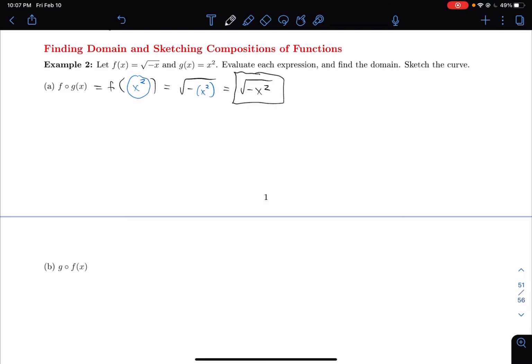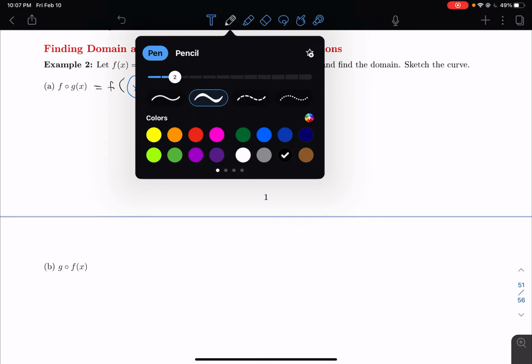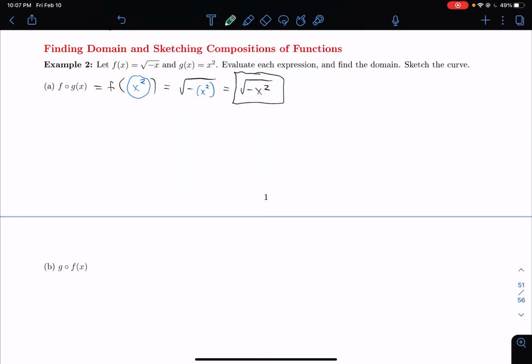So it wanted me to find the domain. And to find the domain, I need to think about the restrictions of the function. So the restrictions. Okay, so with this function, I see one restriction. If we have a square root, the stuff that's inside of the square root, which is negative x squared, the stuff inside the square root, has to be greater than or equal to 0.